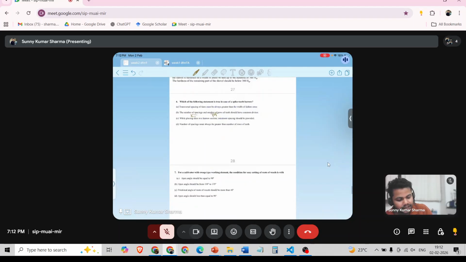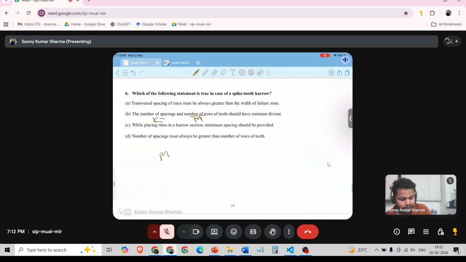And m should be greater than k plus 1. Number of rows should be greater than k plus 1, and k and m should have no common divisor. So this statement says they should have a common divisor, so this is wrong. While placing tines in a harrow section, minimum spacing should be provided. We studied that maximum spacing should be provided to avoid overlapping. So this is also wrong.